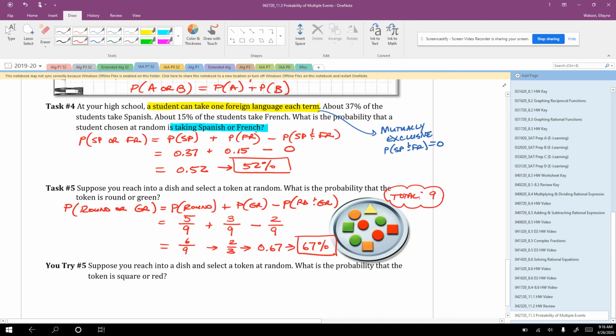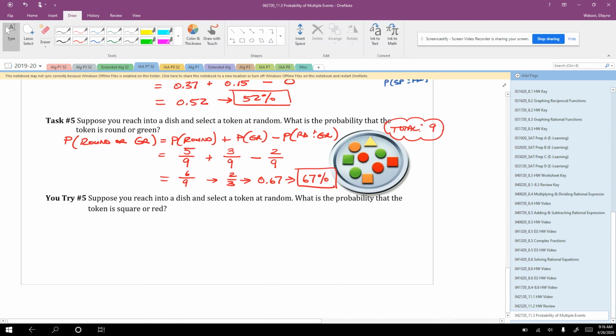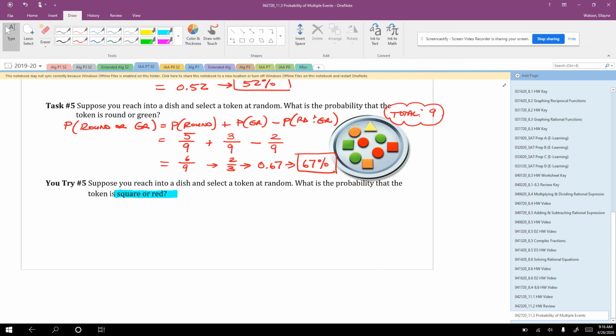Okay, go ahead and try the last one on your own. So now it says, same thing. You reach into the dish and select a token at random. What is the probability that the token is square or red? So square or red. So hopefully you did something like this. Probability of square or red is equal to the probability of square plus the probability of red less the probability of square and red.